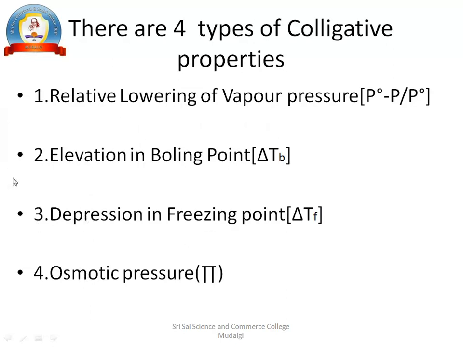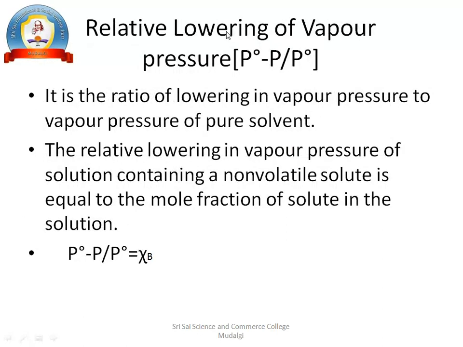Out of these four, any one will be asked for question 28 for 3 marks. Each concept has one numerical problem, and for one numerical problem carrying 3 marks, any one will be asked. So we are going to study one by one with respect to the concept. First we will go for relative lowering of vapor pressure.